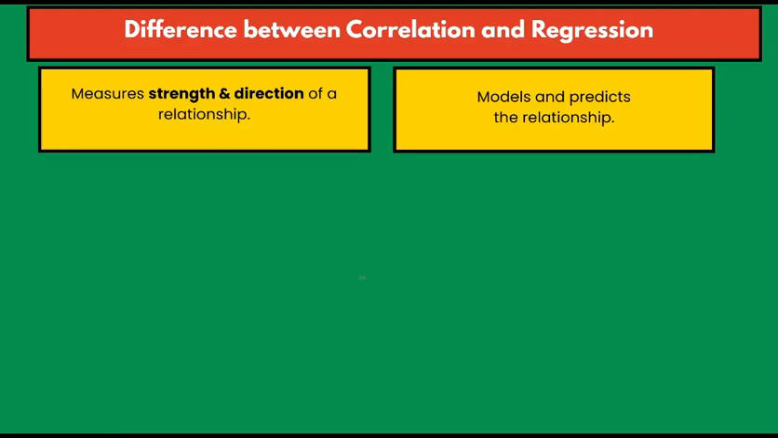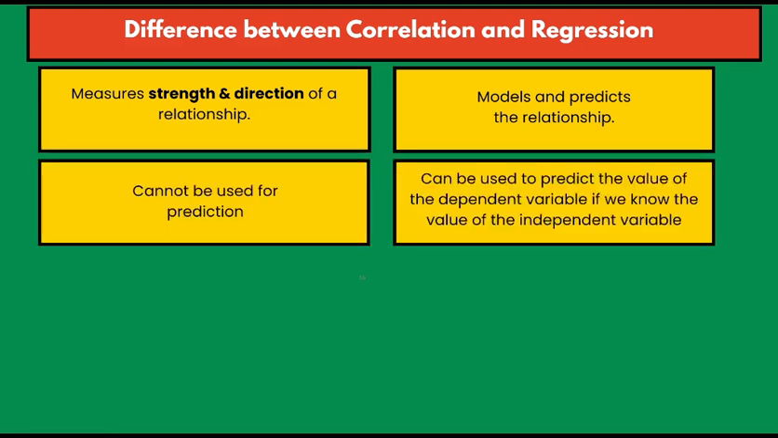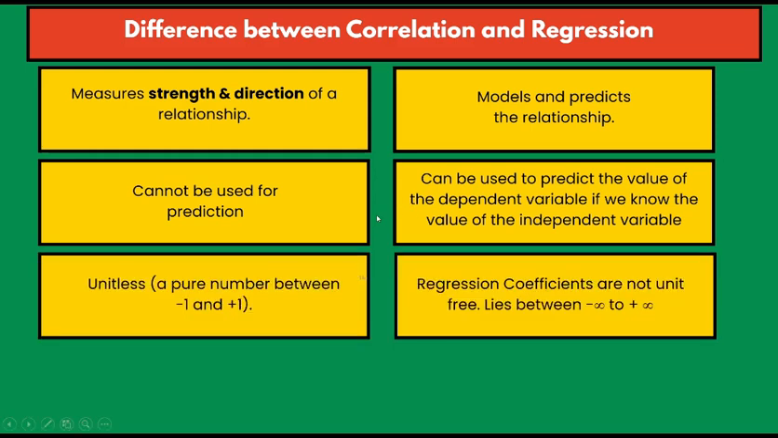Now let us have a look at the difference between correlation and regression. First, correlation measures the strength and direction of the relationship between two variables, but regression builds a model with the help of which we can understand the direction of the relationship also, and in addition we can predict the value of y for a given value of x. Correlation cannot be used for prediction, but regression can, and that is one of the reasons why regression gets an edge over the correlation coefficient.